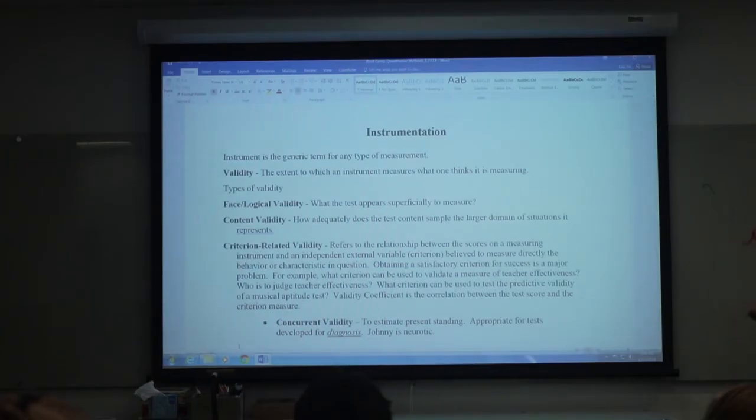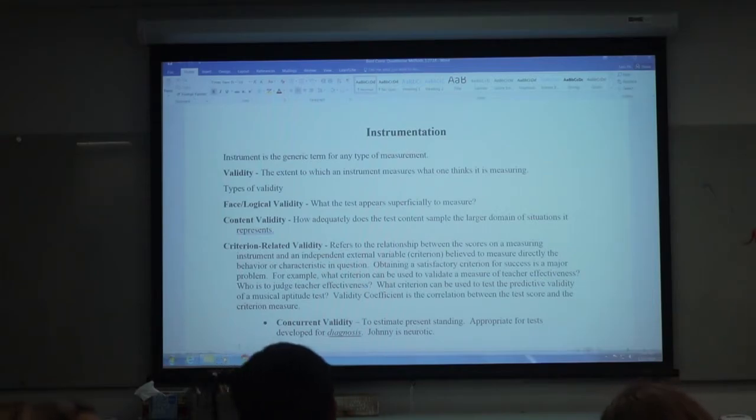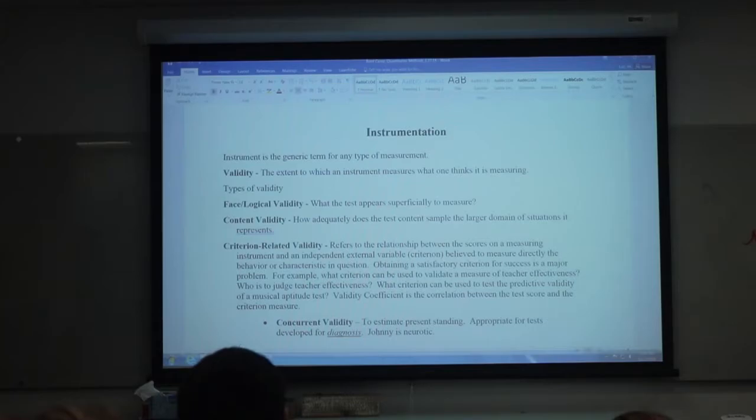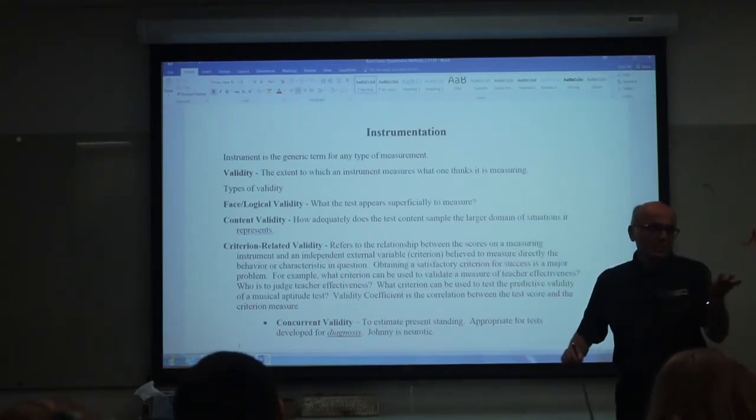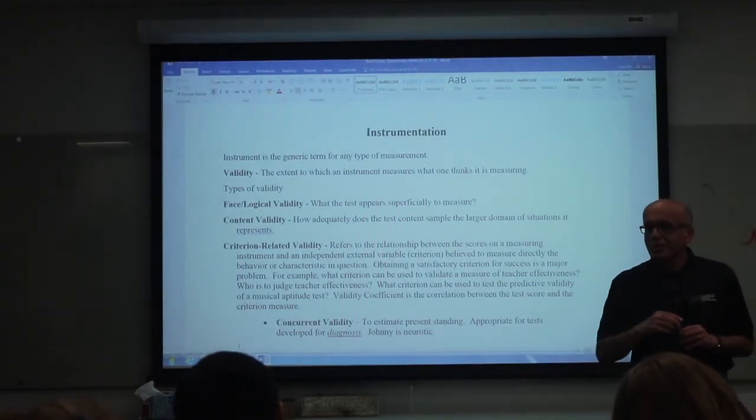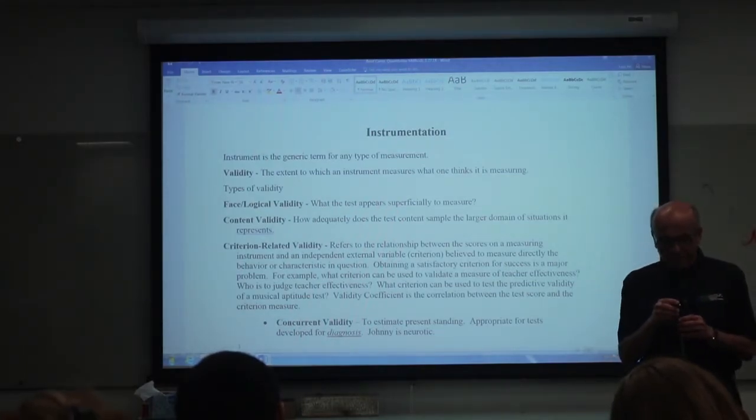Okay, here you are working on your proposal. You have decided on the design, you have decided on the subject selection. Now you have to measure the variables of interest. So there is a section in the proposal called instrumentation. You can take a whole course in instrumentation. In my research methods class, I spent a couple of weeks on instrumentation. Instrument is a generic term for whatever it is that you use to measure the variable of interest.